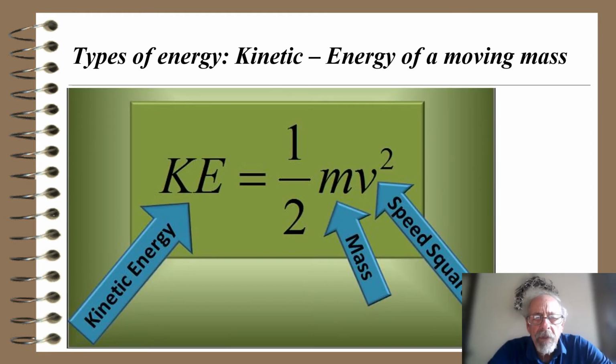So here's an equation for kinetic energy, the energy of moving mass. You see on the left-hand side, KE, or kinetic energy, is equal to 1/2 mv squared. m is the mass of the object, and v is the speed, squared.